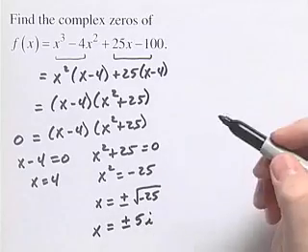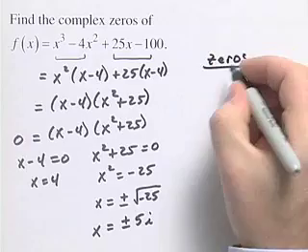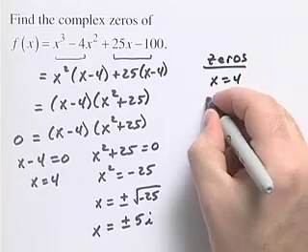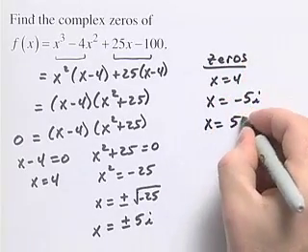So we have three zeros for this polynomial function, and our zeros are x equals 4, x equals negative 5i, and x equals 5i.